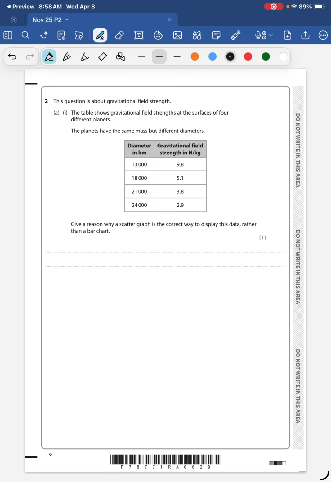So let's move on. Okay, question 2. This question is about gravitational field strength, okay?